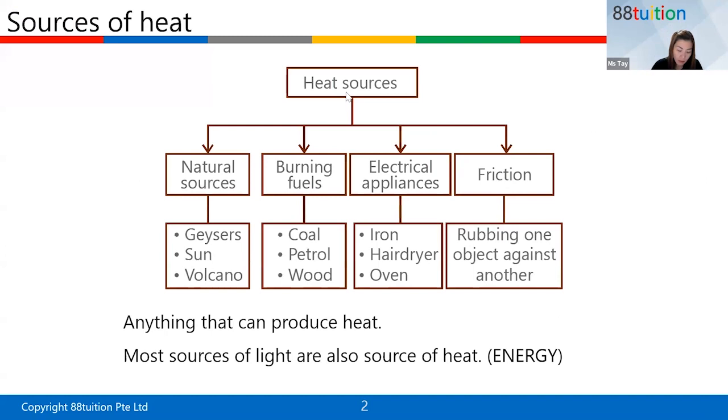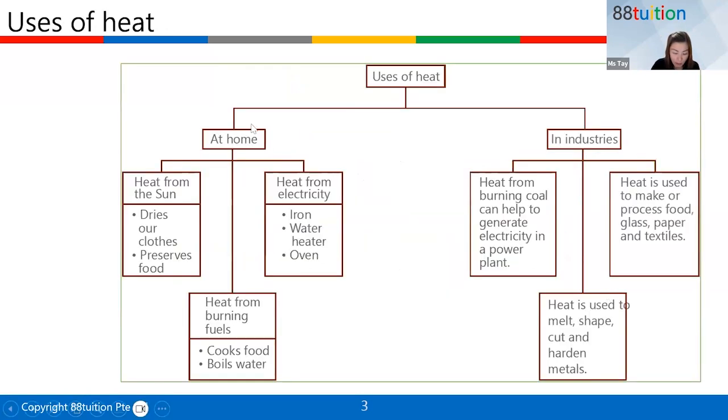Yeah, so heat sources, okay, they are natural sources like the geysers, the sun, the volcano. There are also fuels that we burn, like coal, petrol, or even wood, right? Then electrical appliances, the iron, the hairdryer, oven, they all give out heat. Heat is also generated when there's friction. So when one surface rubs against another surface, you can have heat generated. So anything that can produce heat, we'll call them a heat source. Most light sources are also sources of heat, right?